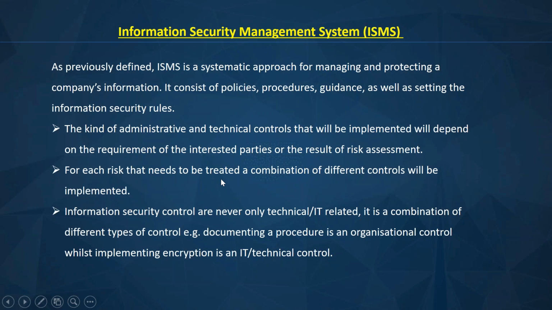So for each risk you identify, you need a combination of different controls. Even though you have written a policy that says you are not allowed to go to Facebook during working hours, that's one control. There has to be another control. Minimum, there has to be one other control that will support that policy.